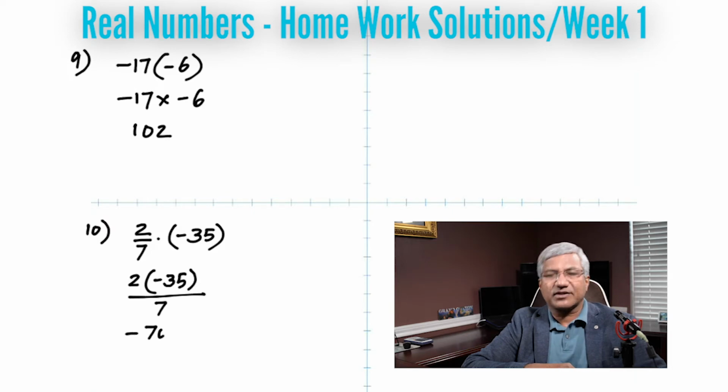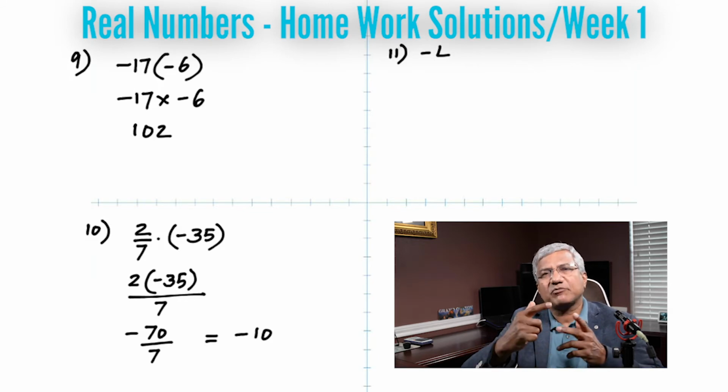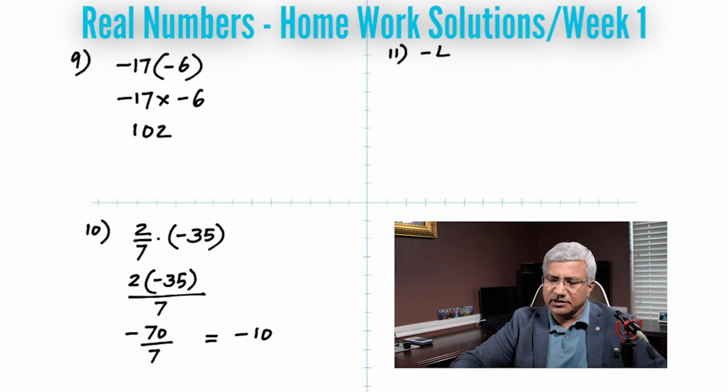Okay, so negative 70 divided by 7 is negative 10, because a negative divided by a positive is a negative. So a negative multiplied with a positive, or a negative divided by a positive, is always a negative. Number 11.